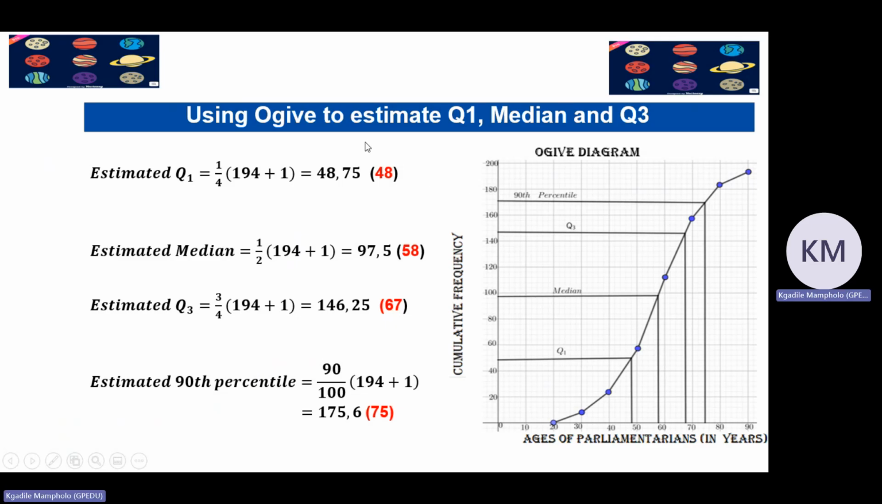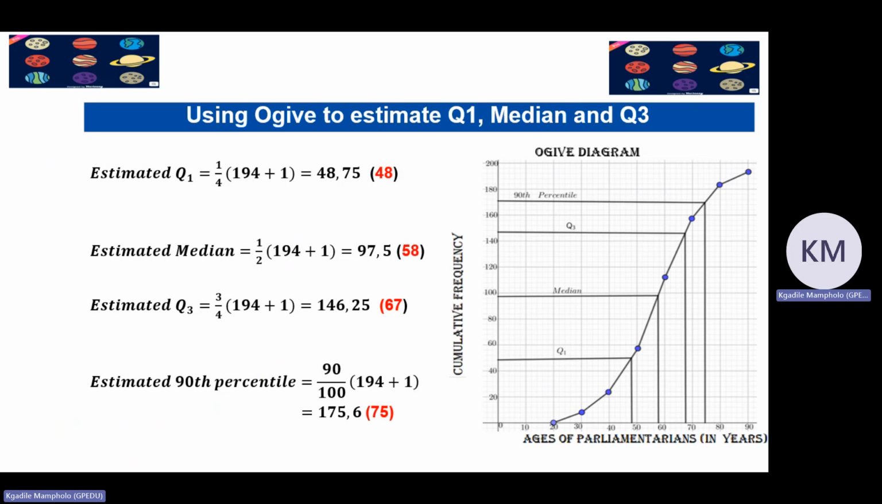But remember, because it's an estimated value, if you write 47 or 49, it will be accepted, because they know that some may find that your line was not straight, which affects the exact value. So since you are estimating, the closest value will be accepted.